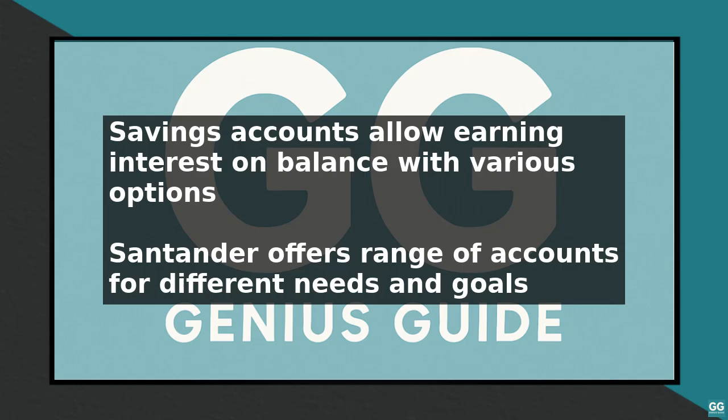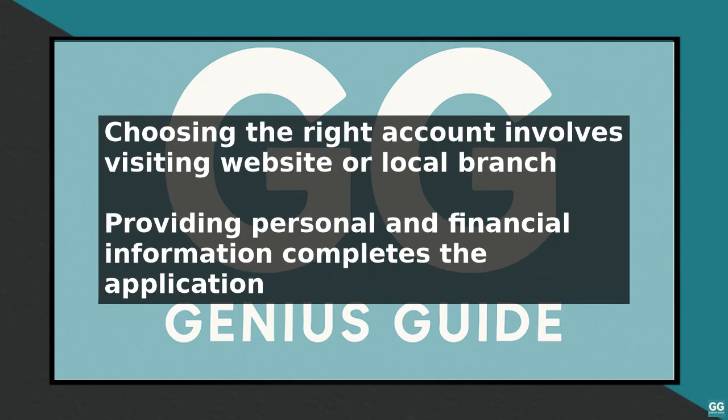The first step to opening a Santander savings account is to choose the type of account that suits you best. You can visit the Santander website or go to a local branch to explore the different options. Once you have selected the account, you will need to provide some personal and financial information to complete the application process. This may include your name, address, date of birth, and employment details.